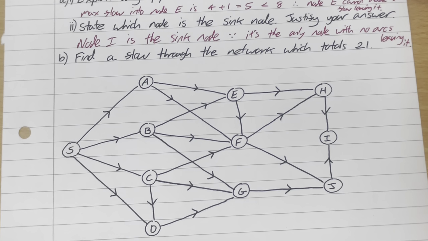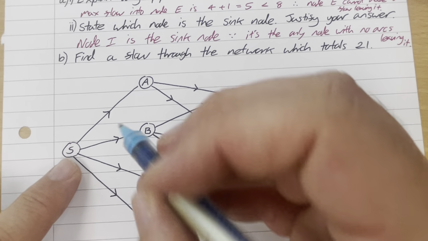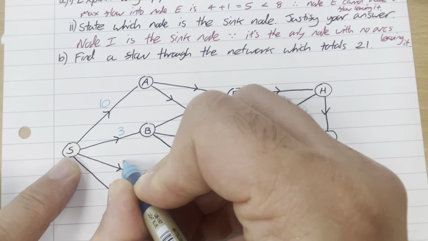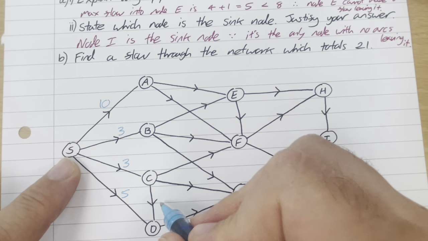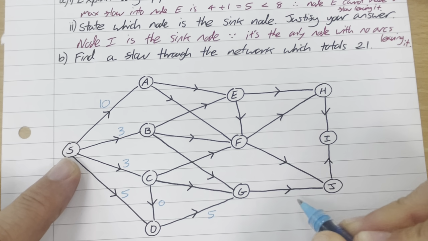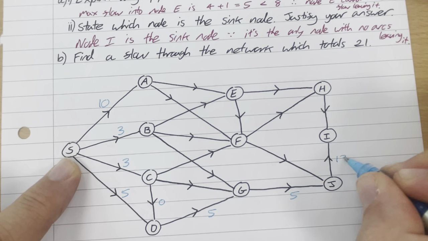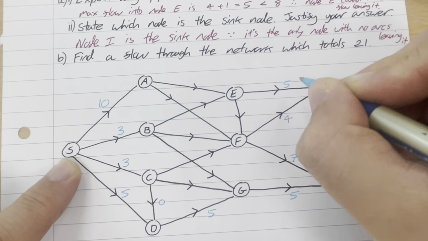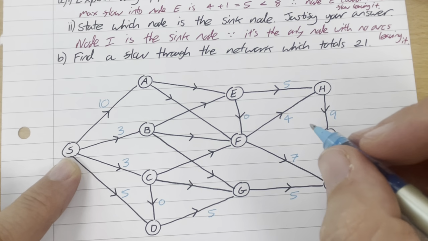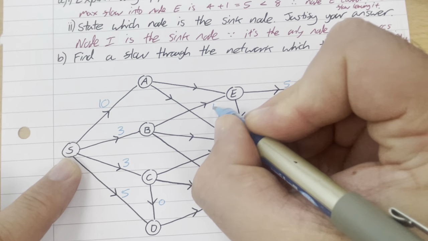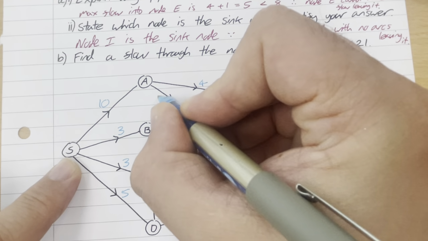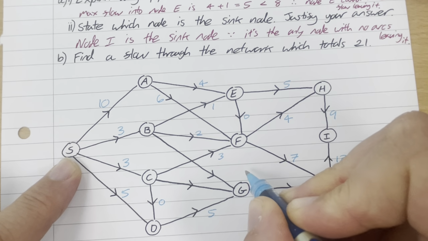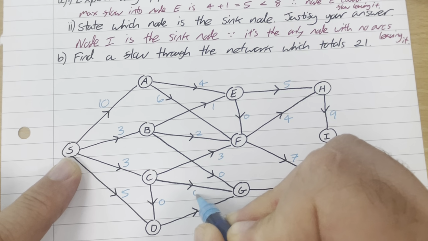Okay, so here's my answer network. So I've got 10 through that one. 3 through that one, 3 through that one, 5 through that one, nothing there, 5 there, 5 there, 12 through there, 7 through there, 9, 4, 5, nothing, 1 going up that way, 4 going down that way, 6 going down that way, 2 there, 3 there, nothing in that pipe, nothing in that pipe.